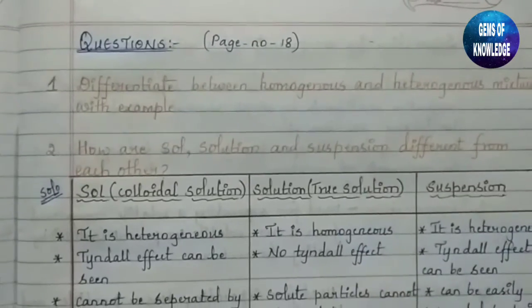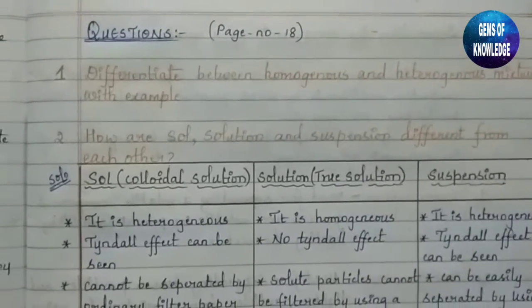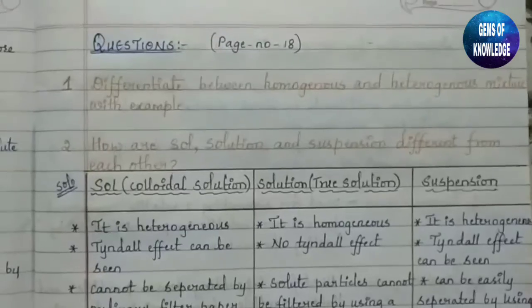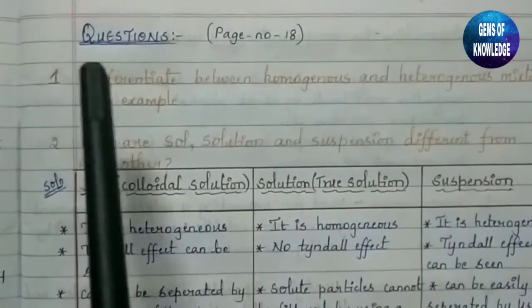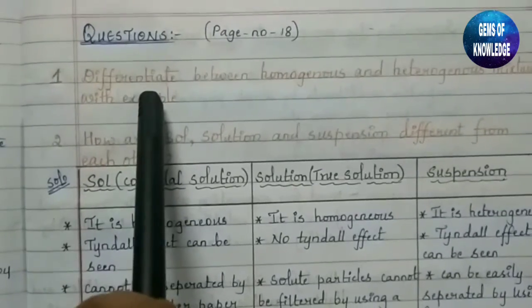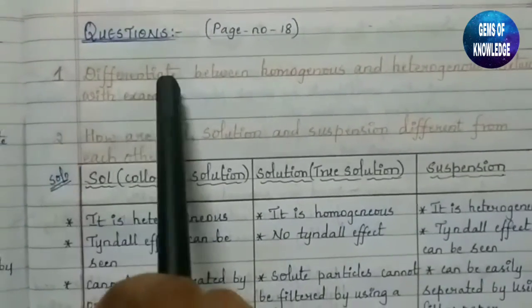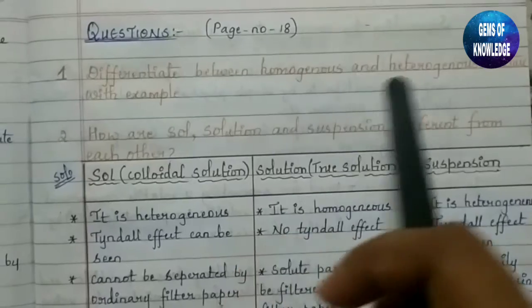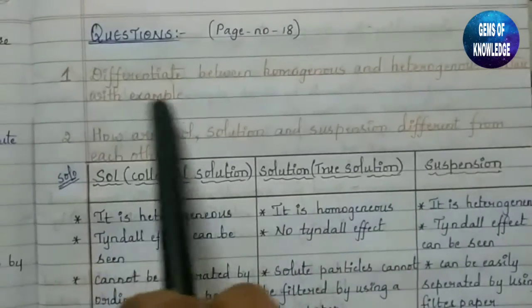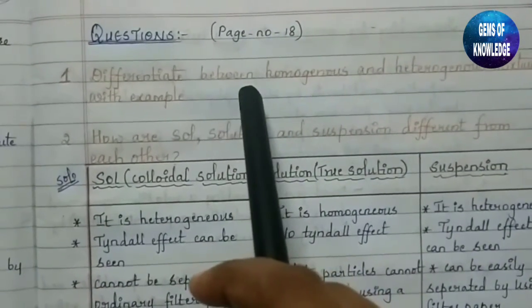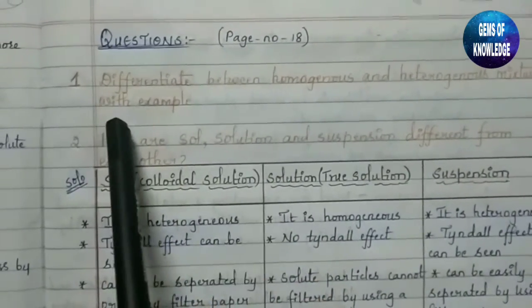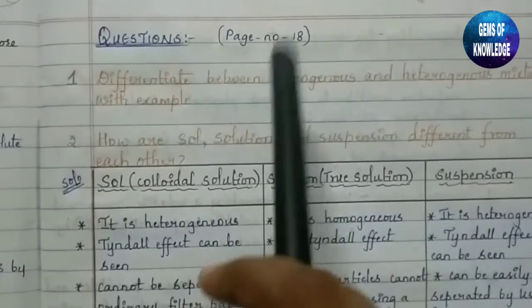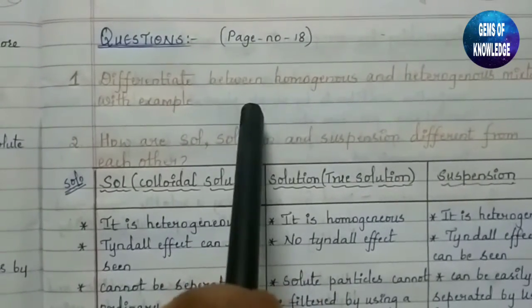Okay, so depending on these above things, we have the questions which are present on page number 18 in your textbook. Here the first question is again the same question which I provided in the previous video, that is, differentiate between homogeneous and heterogeneous mixture with an example. I'll not provide the solution to this because I have already provided it in my previous video. If you are not aware of it, I'll link it in the description box. Do watch it. Okay.